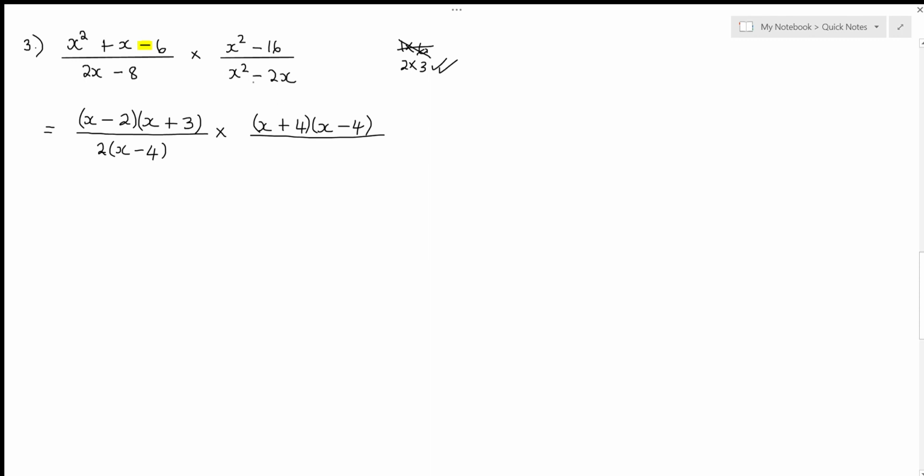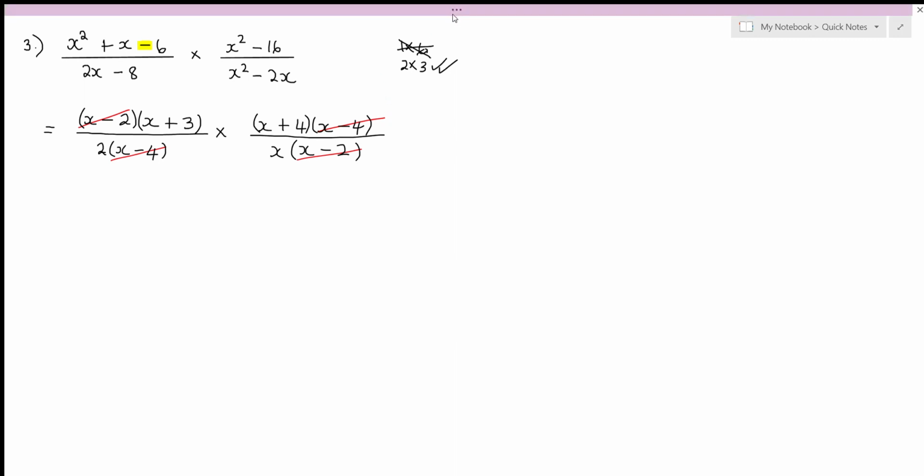In my denominator, I have x squared minus 2x. My common factor is x, and I'm going to get left with x minus 2. So x times x, x squared, x times negative 2, negative 2x. Now we are allowed to cancel our like factors. So here we have x minus 2 and x minus 2, x minus 4 and x minus 4.